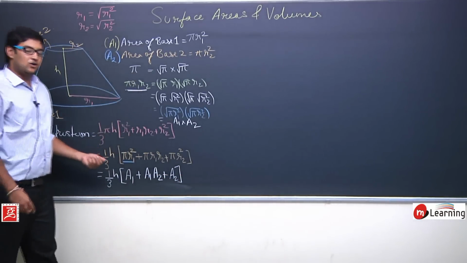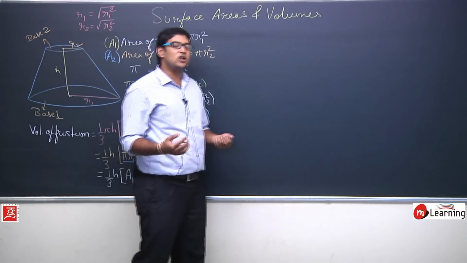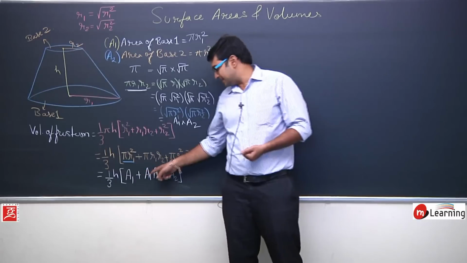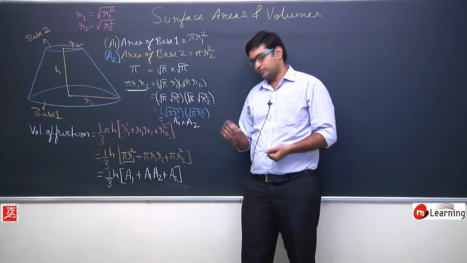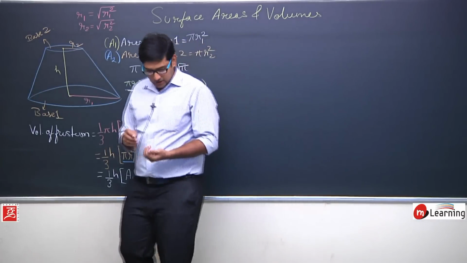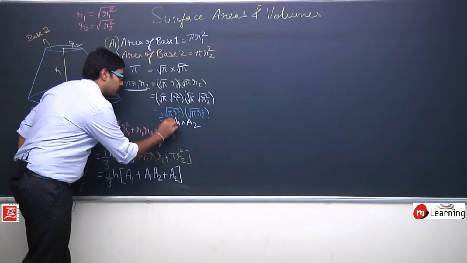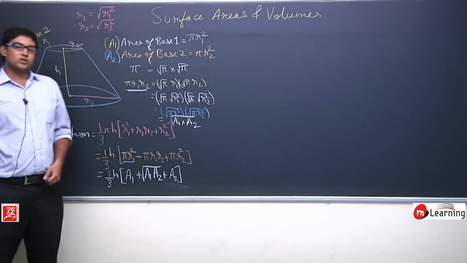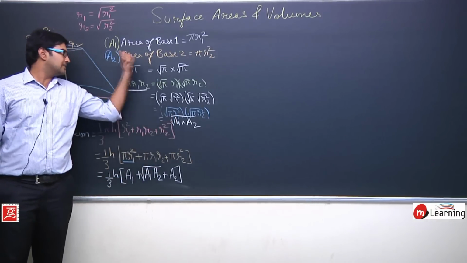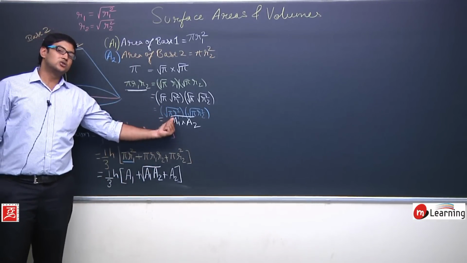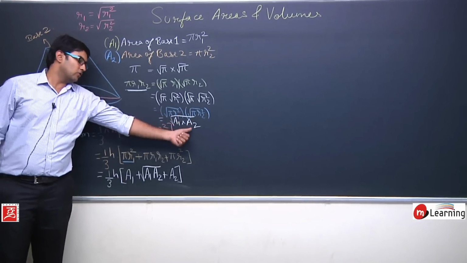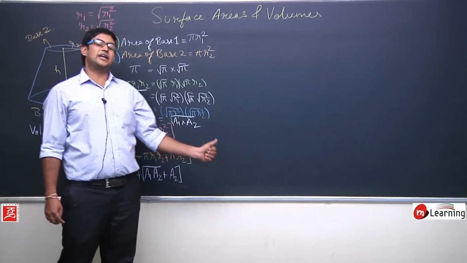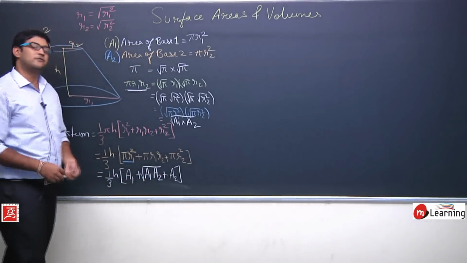So the new or modified formula for the volume of a frustum becomes 1 upon 3 h times a1 plus a1 a2 plus a2. Okay, sorry, this is not a1 a2, this is square root of a1 a2. This pi r1 square is a1, so it is in the square root, so you will get root of a1 and this is root of a2. So finally a1 plus square root of a1 a2 plus a2 will be the volume of this frustum.